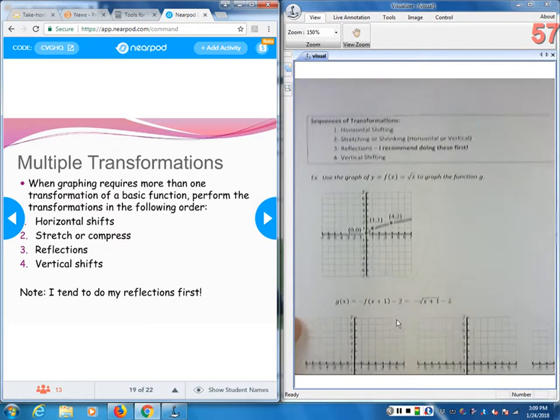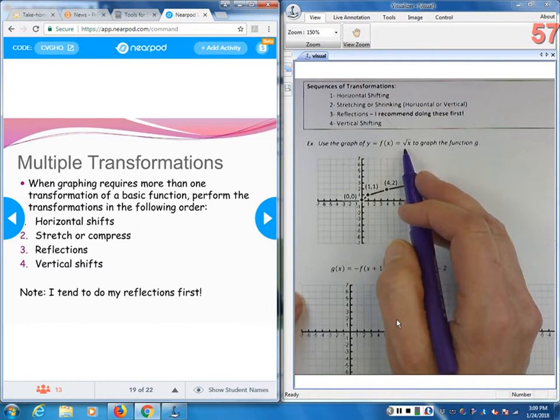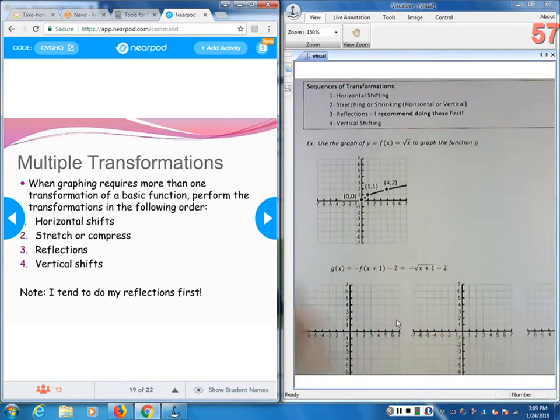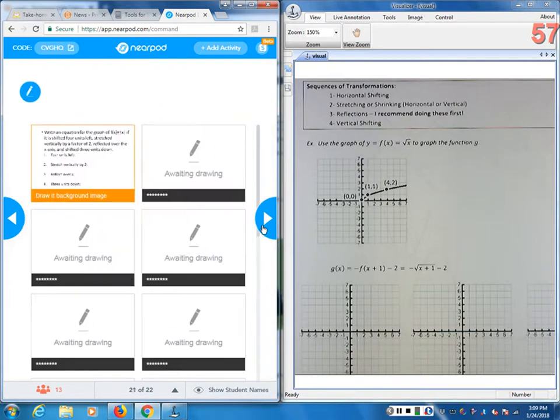All right, so we're going to use the graph of y equals f of x equals the square root of x to graph the function g. So the next slide is showing you some stuff. Another example. Oh, and that's the last one. Well, I'm going to do this example.